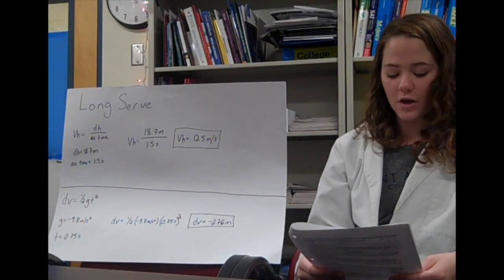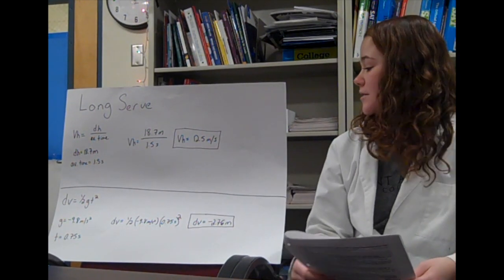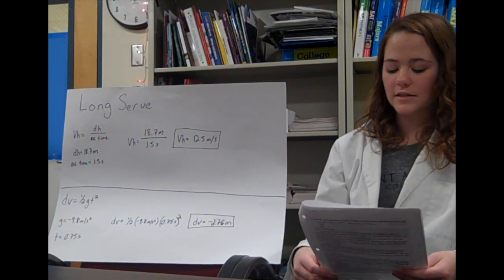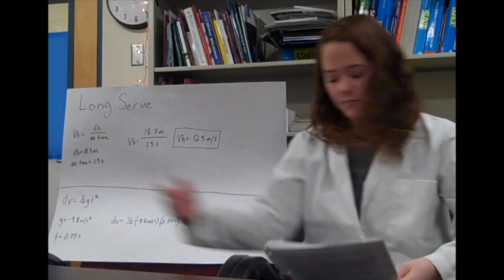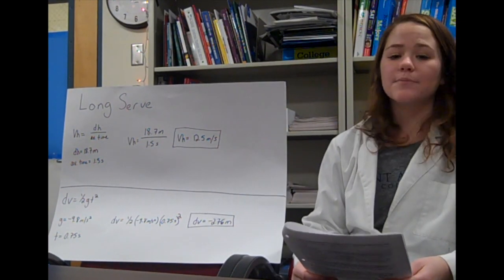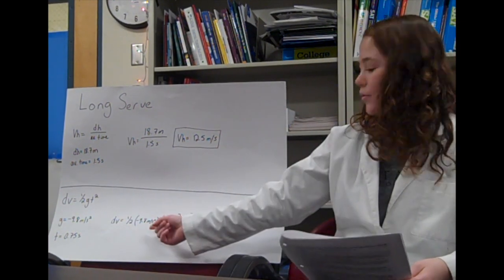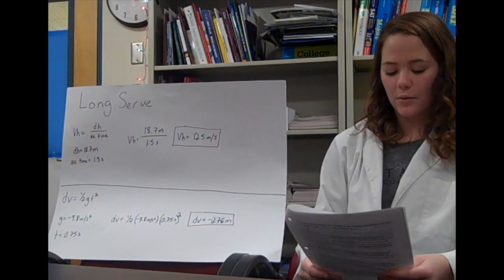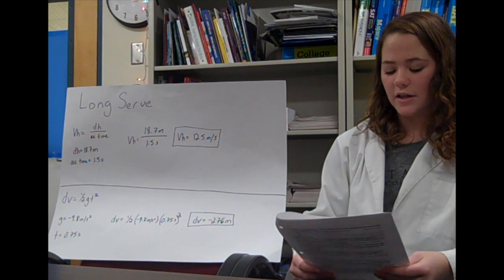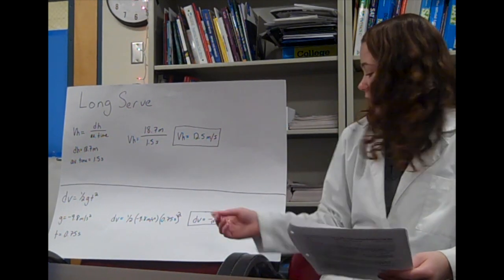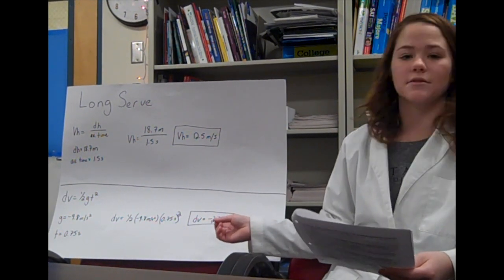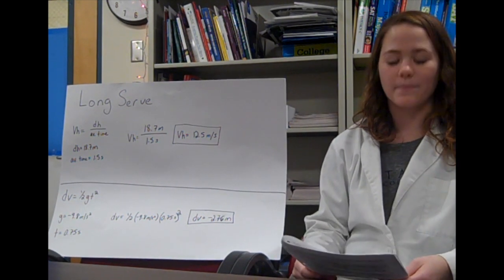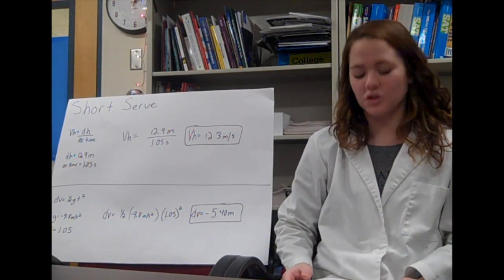To figure this out, we will need to square the time in which the ball is at the apex of the serve. This is 0.75 seconds. Then we will need to multiply this by the constant of gravity of negative 9.8 meters per second squared. Altogether, we multiply that by 1/2, and from this equation we find that the ball falls a vertical distance of negative 2.76 meters from the apex of the serve. Now on to the physics of a short serve.